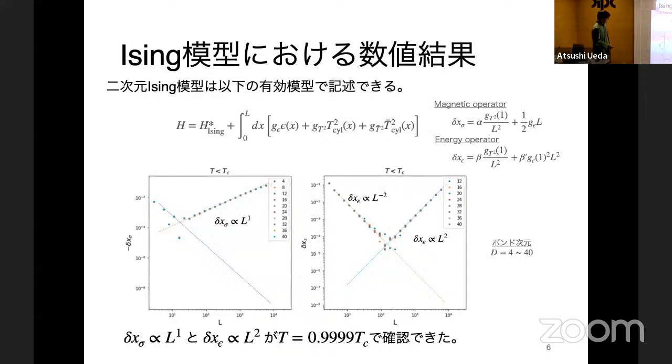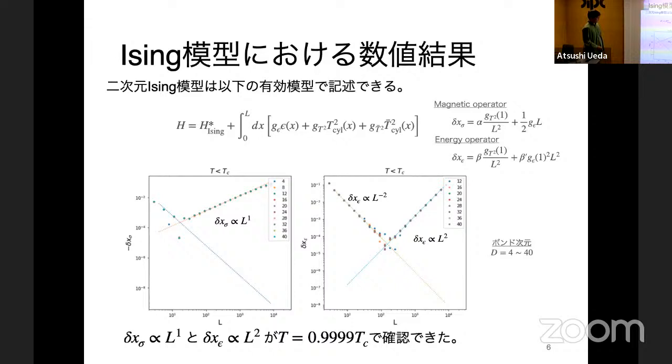So in the critical system, when you calculate the deviation from CFT, you should see the convergence to zero. But when you're simulating at a temperature away from the critical temperature, which is this, you actually see a crossover from convergence to divergence. And in the middle is the correlation length. I'm not sure if I'm answering the question.